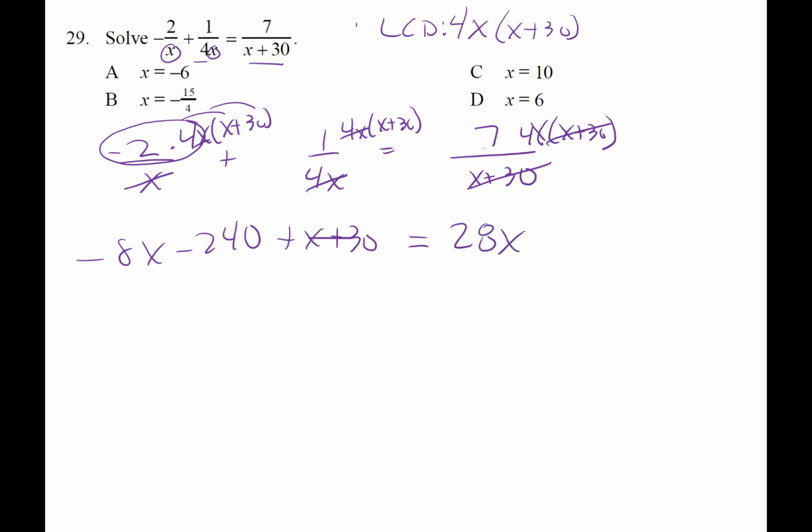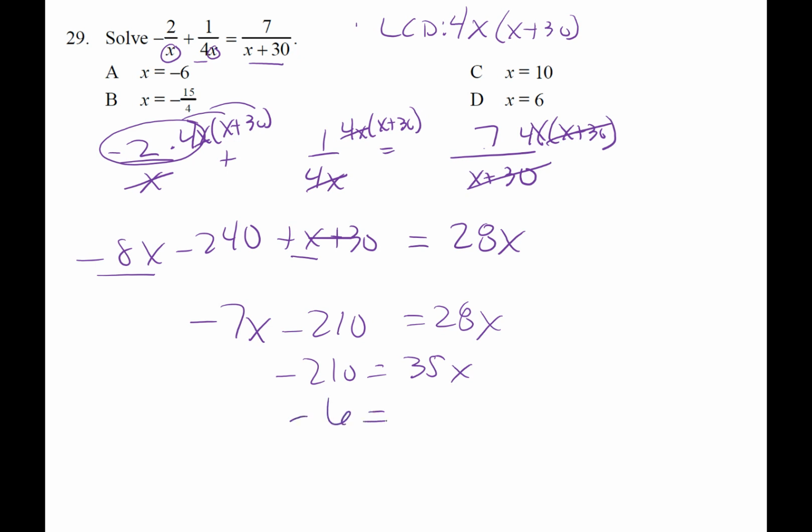I'm going to combine my like terms on this side, so I've got negative 8 and positive x is negative 7x. And then negative 240 plus 30 is negative 210 equals 28x. I'm going to add the 7x to the other side, which is 35x, and then I'm going to divide by 35, and we get negative 6 equals x. You want to check for extraneous solutions, so make sure that the denominator does not equal 0, and it doesn't. So it looks like it's answer choice A.